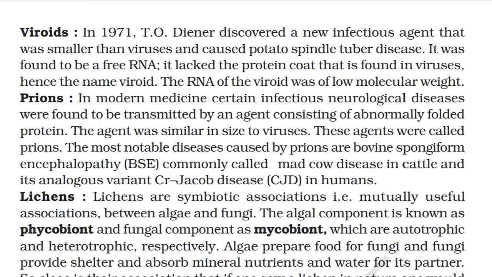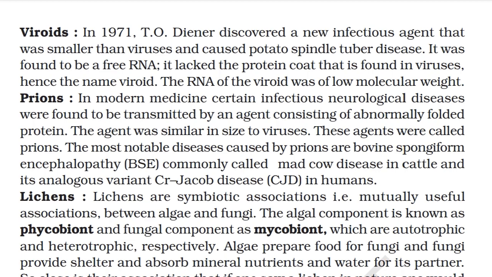Prions. In modern medicine, certain infectious neurological diseases were found to be transmitted by an agent consisting of abnormally folded protein. The agent was similar in size to viruses. These agents were called prions. The most notable diseases caused by prions are bovine spongiform encephalopathy (BSE), commonly called mad cow disease in cattle, and its analogous variant Creutzfeldt-Jakob disease or CJD in humans.